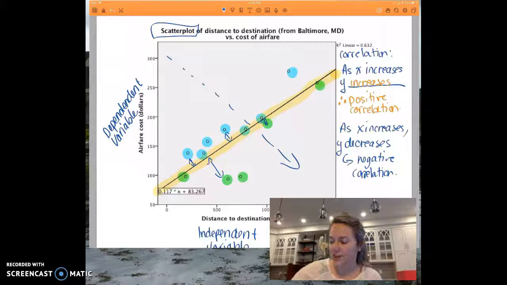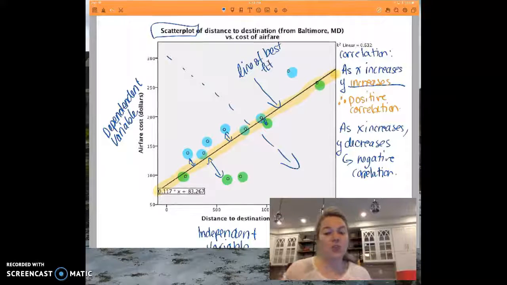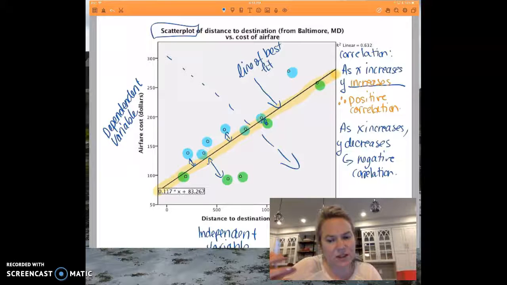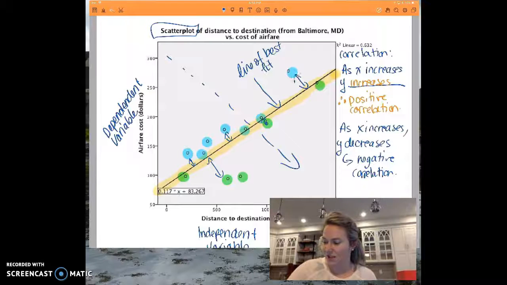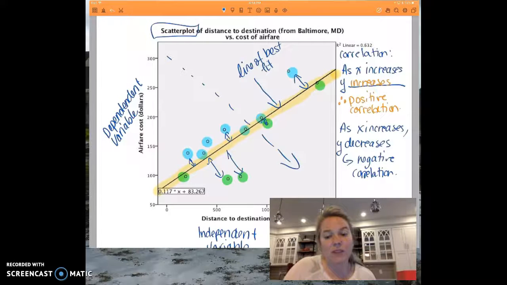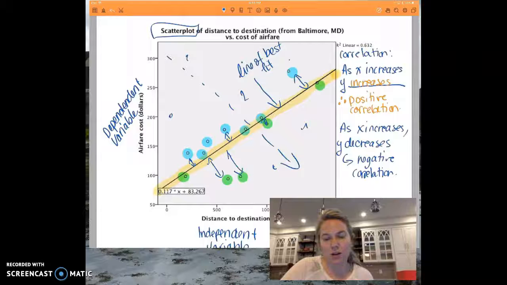This is the line of best fit. When you're looking for strength or weakness, it's about how close the points are to the line of best fit. Not how close they are to each other, but how close they are to the line of best fit. So these ones in general aren't that far away. When you look at these distances here, they're not that far away. This would be a relatively strong line, a strong relationship. If we had points that were all over the place, we'd say it's a very weak line of best fit or a weak relationship.